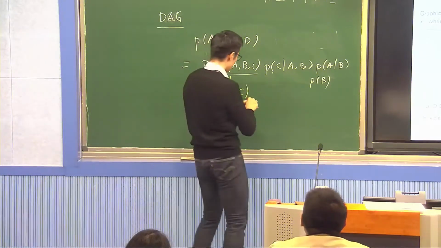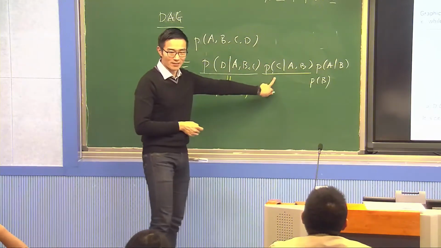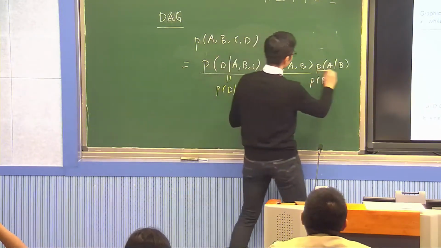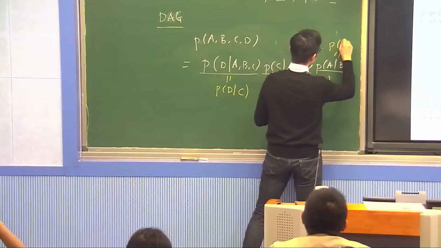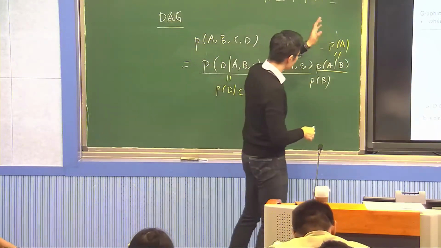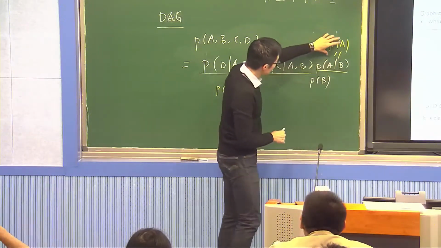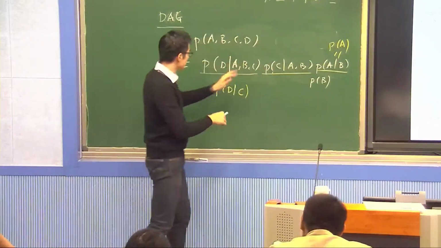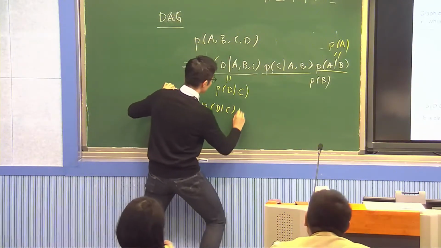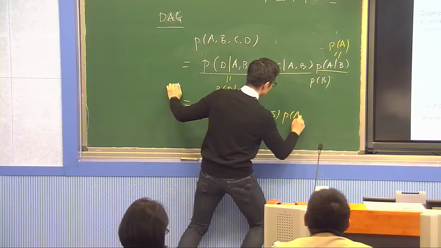Now, what about P(C given A, B)? Well, it's just P(C given A, B). But what about P(A given B)? It is just equal to P(A), because A and B are independent. So P(A given B) is P(A). And this is P(B). So in the end, I can write P(D given C), P(C given A, B), P(A), P(B).